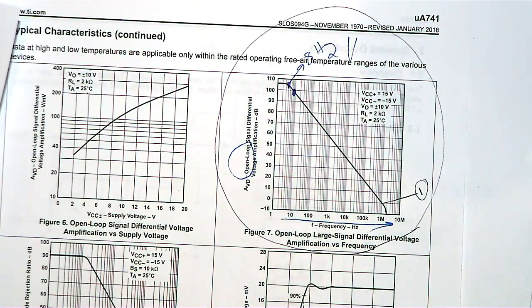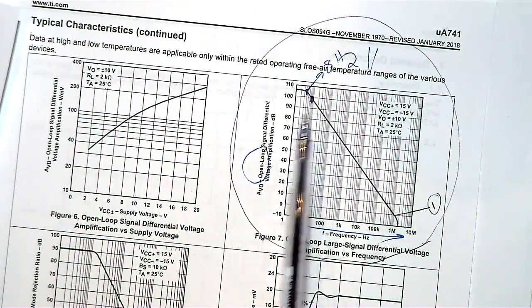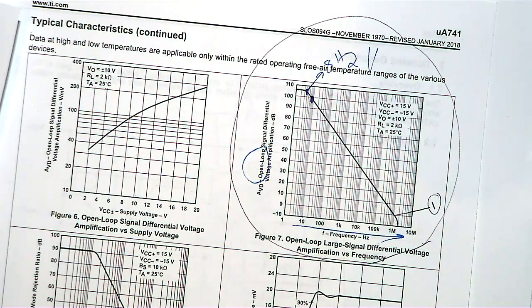Around 3 or 4 hertz, that is the bandwidth. But with 3 hertz, nobody can make an amplifier, because after that your gain is decreasing. So this is a range. That is the reason you can't make an amplifier in open loop mode.